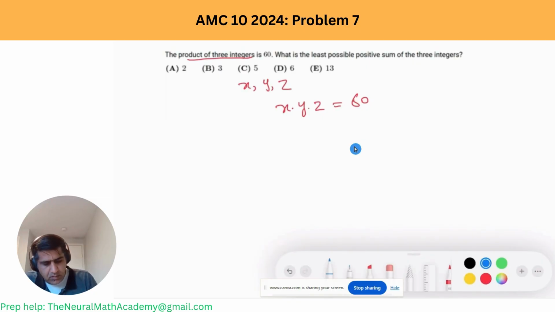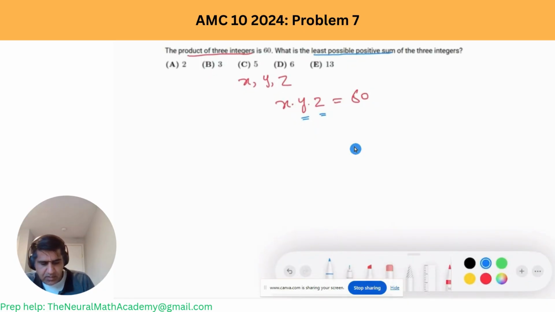So we have to find what is the least possible positive sum. To ensure that the product is positive, we can have at most 2 numbers negative. We cannot have all 3 negatives, because otherwise the product will not be positive. So now we can start with combinations.